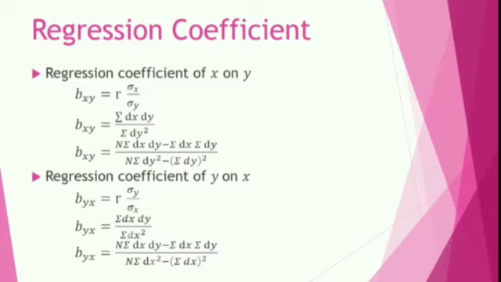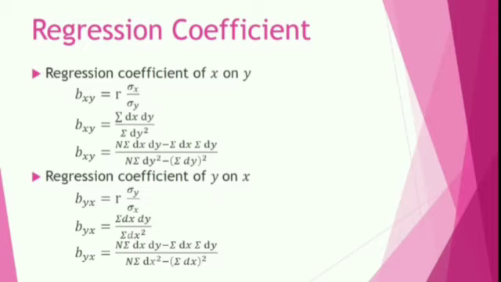Regression coefficient. First, regression coefficient of x on y. bxy equal to r into sigma x divided by sigma y. bxy equal to summation of dx dy divided by summation of dy square. bxy equal to n into summation of dx dy minus summation of dx into summation of dy divided by n into summation of dy square minus summation of dy the whole square.